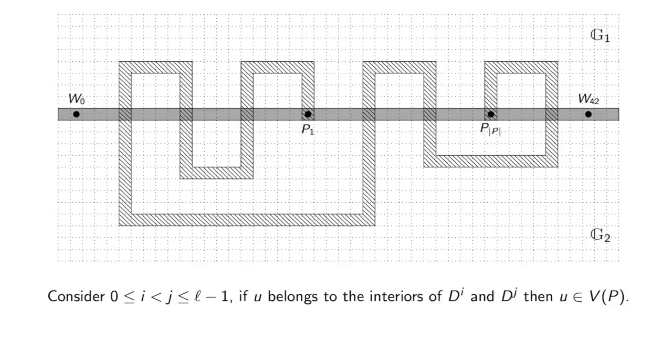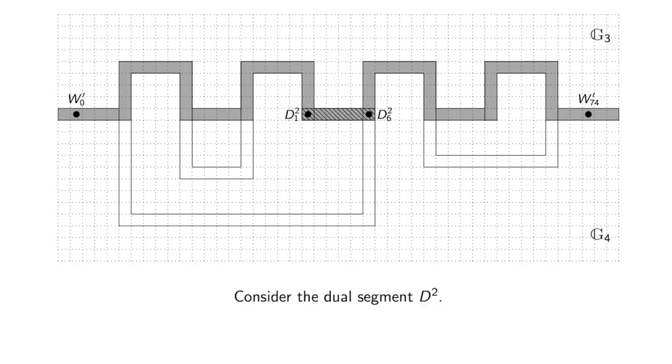Now we prove a preliminary result. If a position belongs to two different interiors, then it also belongs to the path P. We will list here the different possible cases. A detailed proof is written in the article available online. We will work using the window W' and its cut of the grid.